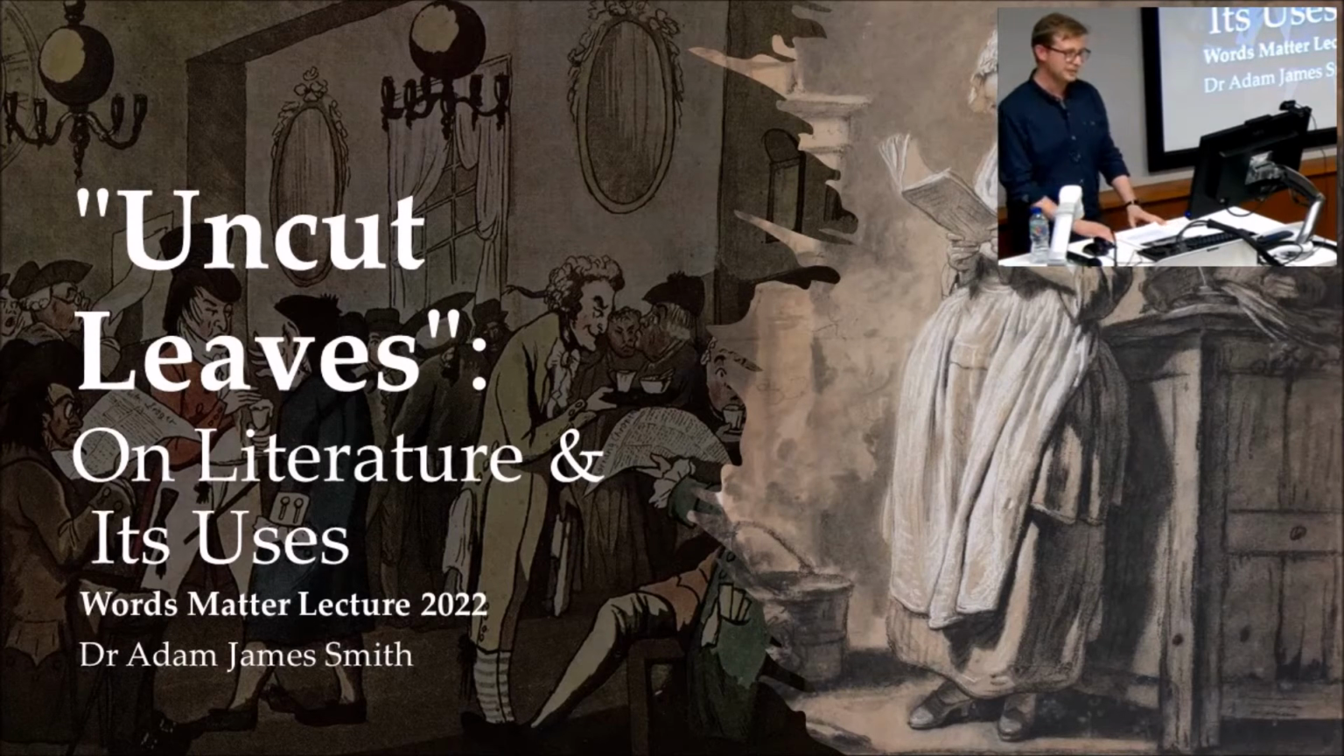This is the 6th Words Matter lecture, which means that for 6 lectures I've sat in the audience wondering what I'm going to say when it's my go. And it's this. I'm going to talk about uncut leaves, that'll make more sense in a minute, and literature and its uses. And you'll notice that I've called the lecture Literature and Its Uses and not Literature and Its Utilizations. That was a specific, discrete choice that I made.